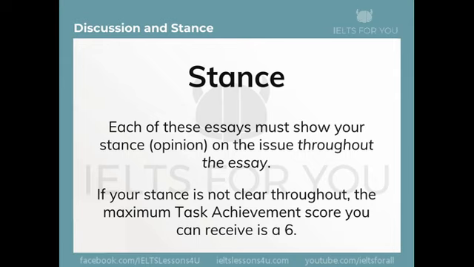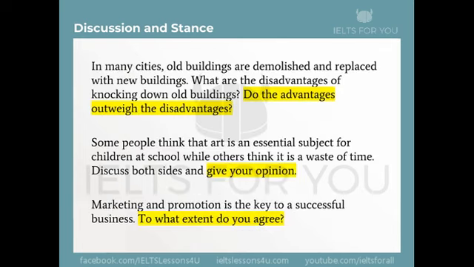Through the whole essay, the reader should basically know what you're trying to say in the essay, what your opinion is. If your stance is not clear throughout, the maximum task achievement score that you can receive is a 6. The two biggest mistakes people make: they either don't discuss both sides, or they don't make their opinion clear throughout. So let's look at those same examples.